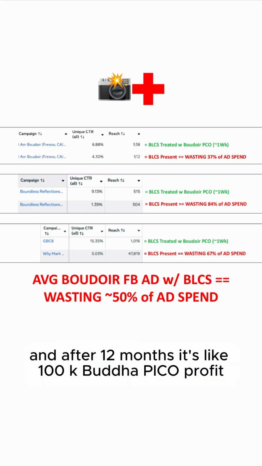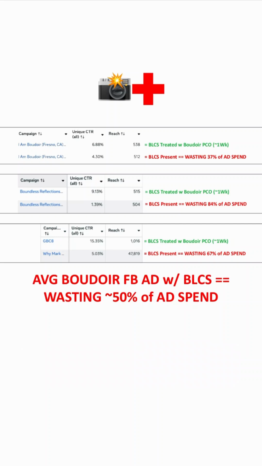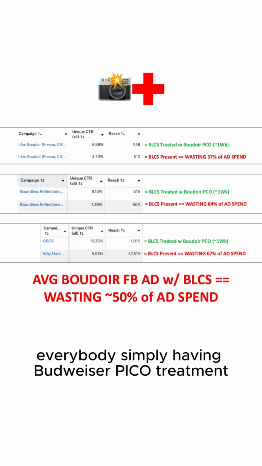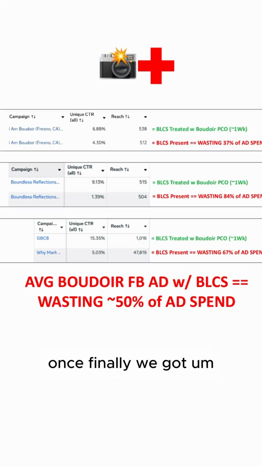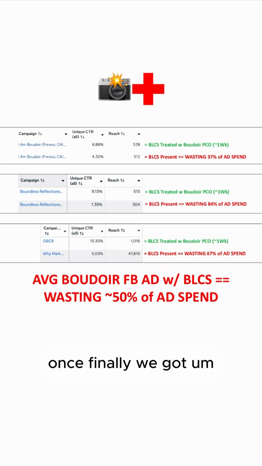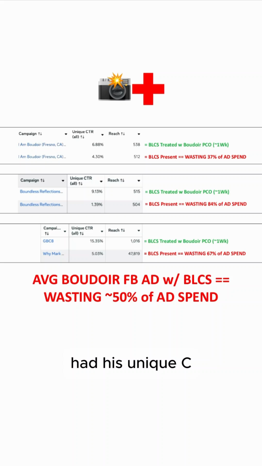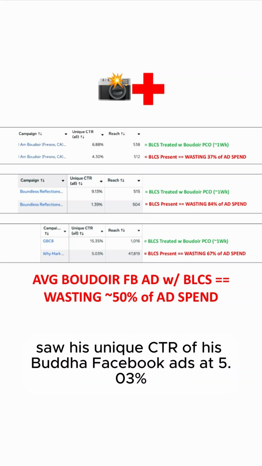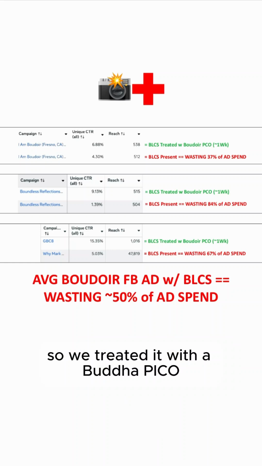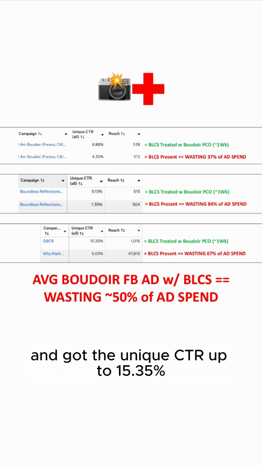And after 12 months, it's like 100K Boudoir Pico profit, literally by simply having Boudoir Pico treatment once. Finally, we had a patient come in at my hospital who saw his unique CTRL of his Boudoir Facebook ad was 5.03%. So we treated it with Boudoir Pico. It took about a week, and got the unique CTRL up to 15.35%.